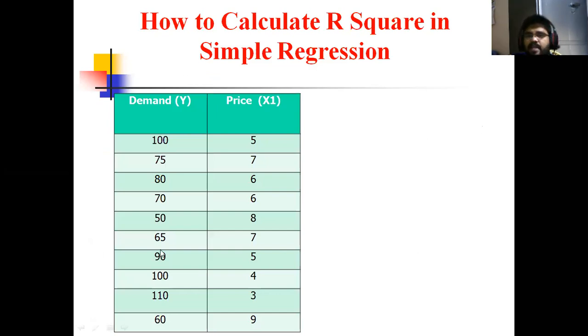Then the main part comes to this, that is how to calculate the R square in simple regression. Sometimes they will give values like demand and price, as we discussed in the previous class also, this data we have taken. If they give the two variables, we need to calculate the R square value. What is the relationship between y and x?